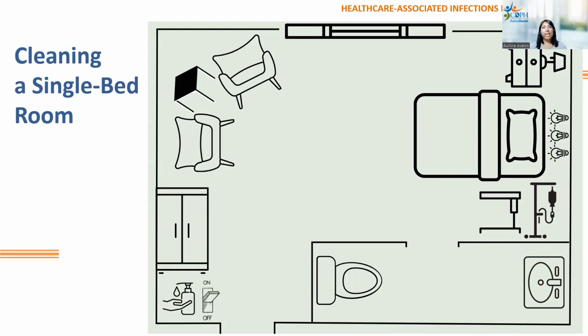So before we begin to clean the room, we're going to perform hand hygiene. We're going to put on gloves and enter the room. And here you can decide if you should go clockwise or counterclockwise. Remember, we generally want to move from clean to dirty. In this room, we'll go clockwise so that we move from the cleanest to the dirtiest parts of the room.